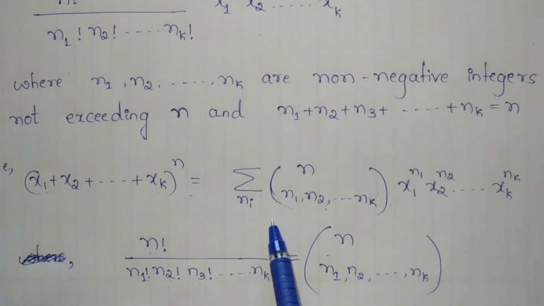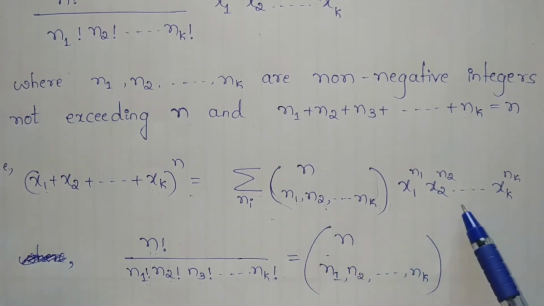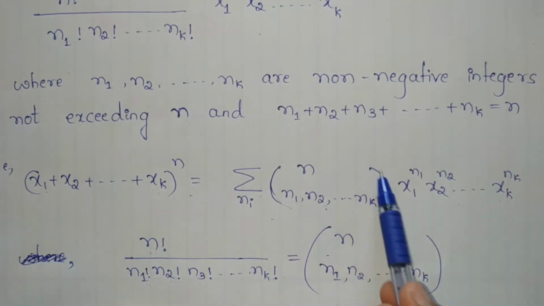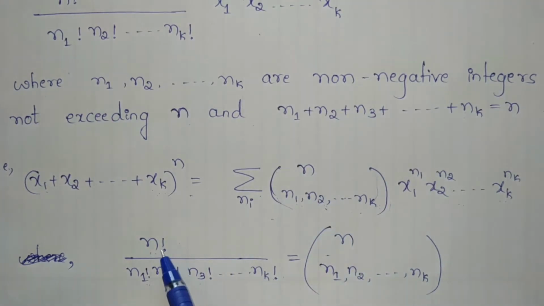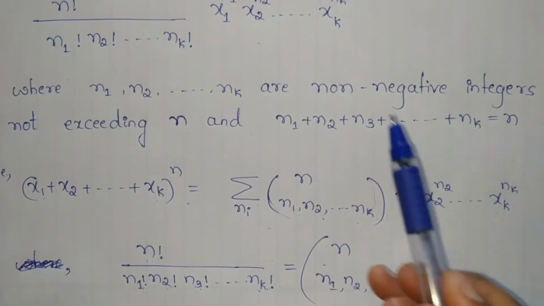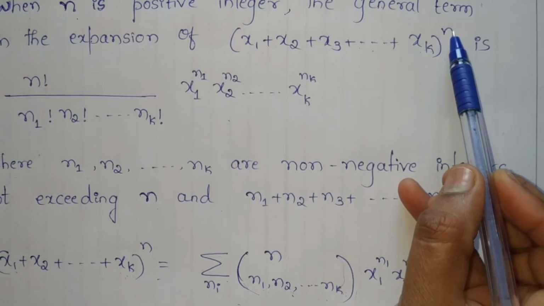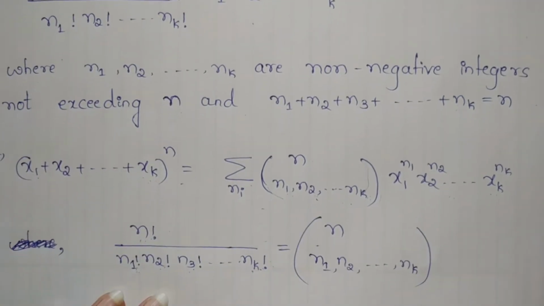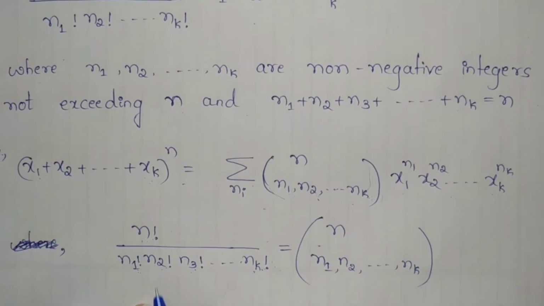So how should we expand this? This is nothing but the coefficient of this term. In the exam they ask, find the coefficient of, and they give the terms. So you have to find this term. That is nothing but n factorial divided by n1 factorial, n2 factorial, n3 factorial up to nk factorial. Keep in mind that this sum is equal to n, so the power n is equal to n1 plus n2 plus n3 up to nk. So this is how we can find the coefficient by using this formula.